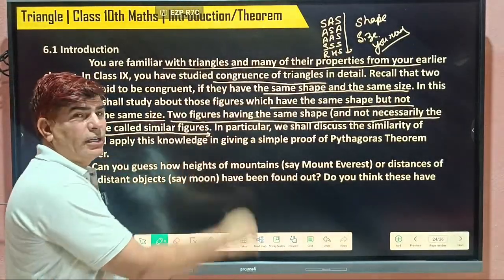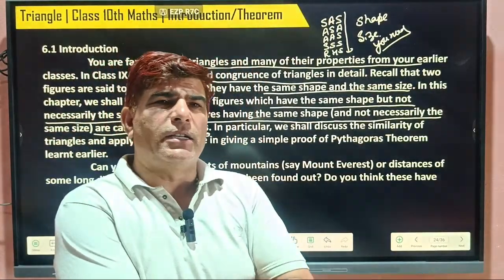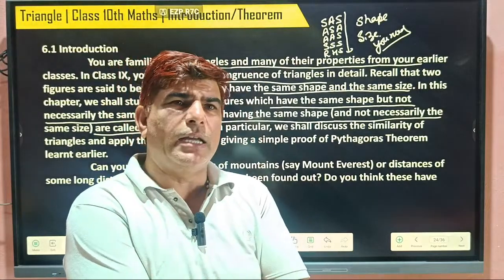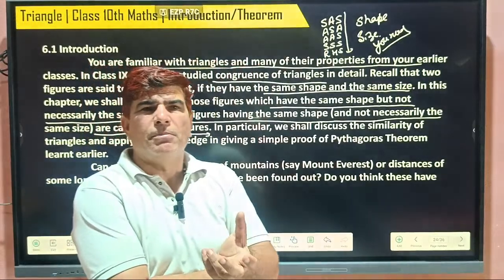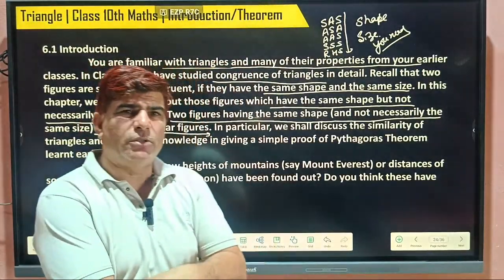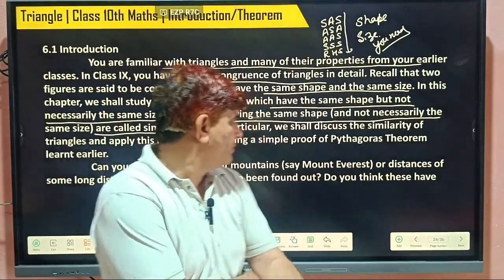figures. So try to understand the difference between congruent triangles and similar triangles. Congruence means same as it is. Their shape and size are the same. But in similarity, their shape is the same, but size may be different. So this is the difference between congruence of triangles and similarity.